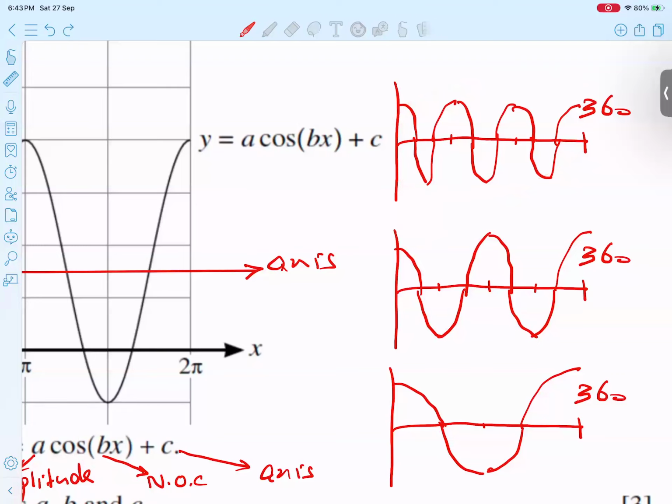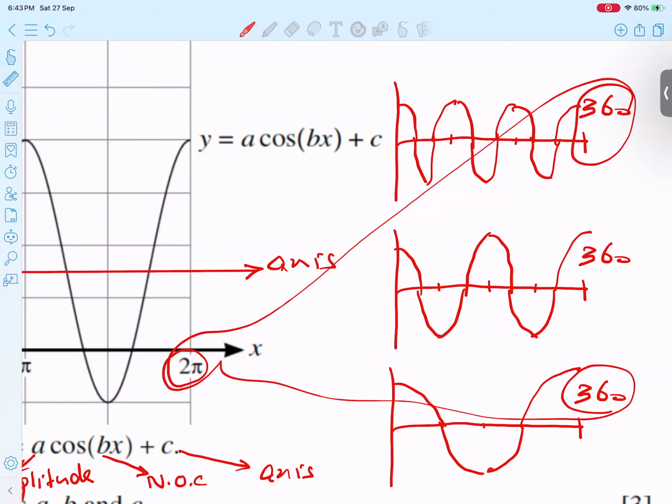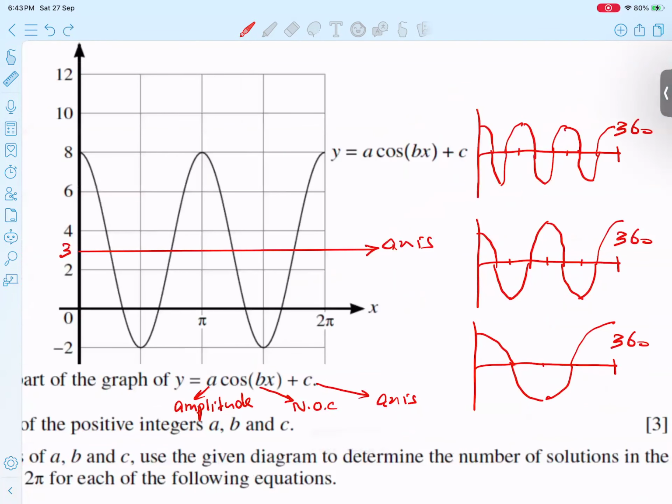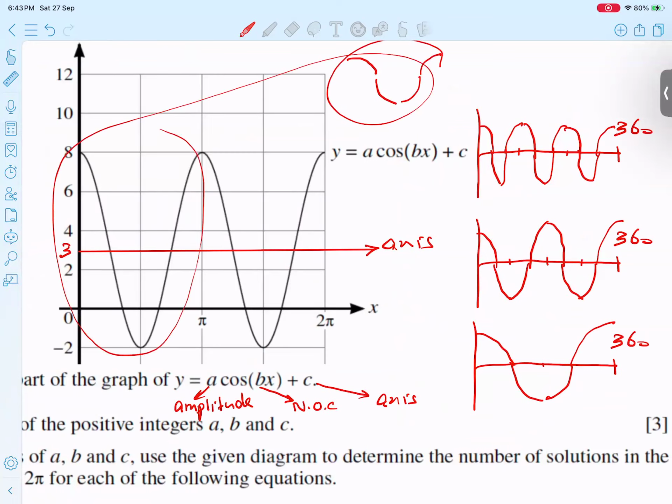So basically, every time we look at how many cycles you have in 2 pi or 360. So if you look carefully, this is one cycle. You can see one cycle. This is called the second cycle because this is a cos cycle, this is called cos. So this is called one cycle and the second.